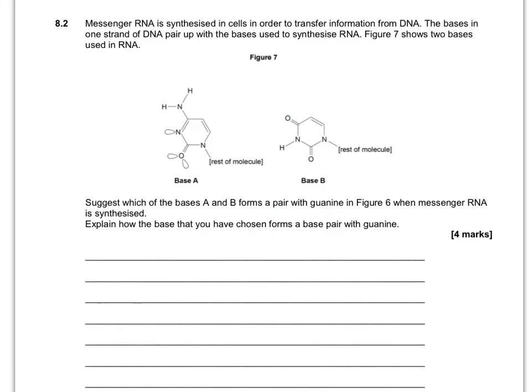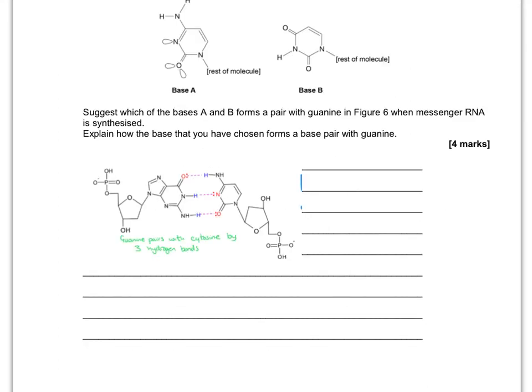Messenger RNA is synthesised in cells in order to transfer information from DNA. The bases in one strand of DNA pair up with the bases used to synthesise RNA. Fig 7 shows 2 bases used in RNA. Suggest which of the bases, A and B, forms a pair with guanine. In Figure 6, when messenger RNA is synthesised, explain how the base that you have chosen forms a base pair with guanine. So the answer is base A.